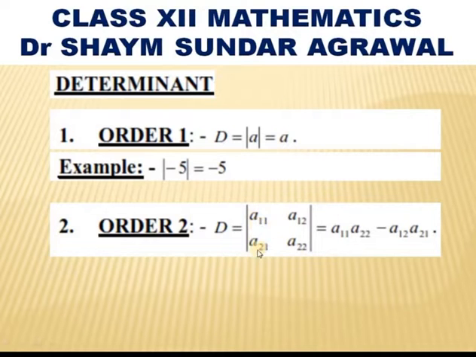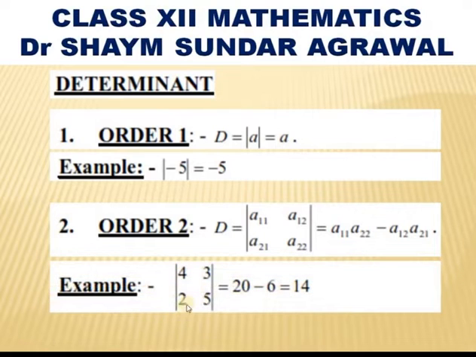But the determinant of order 2, having 4 elements A11, A12, A21, A22, is equal to A11 into A22 minus A21 into A12, this cross multiplication. The product of A11 into A22, the main diagonal elements, minus the other diagonal elements A12 into A21. A simple example: the determinant of 4, 3, 2, 5 is equal to 4 into 5 minus 2 into 3. So 4 into 5 is 20, minus 2 into 3 is 6. So 20 minus 6 is 14.